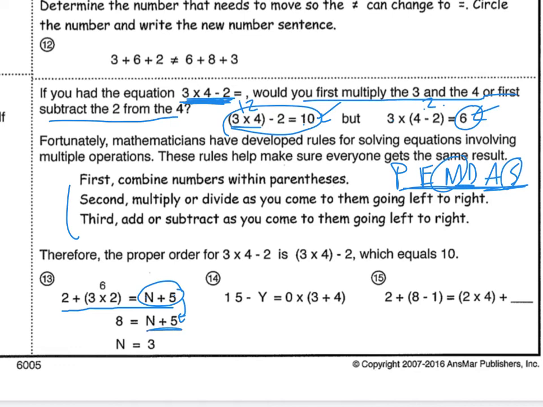The other side of the equation, however, I can simplify all of this. 3 times 2 is equal to 6. And then we add the 2. 2 plus 6 is equal to 8. So I'm going to simplify all of this stuff here and just call that 8. Now I have a number sentence, an equation that has 8 equals n plus 5. That is easy to solve. N is equal to 3, obviously. 3 plus 5 is 8.